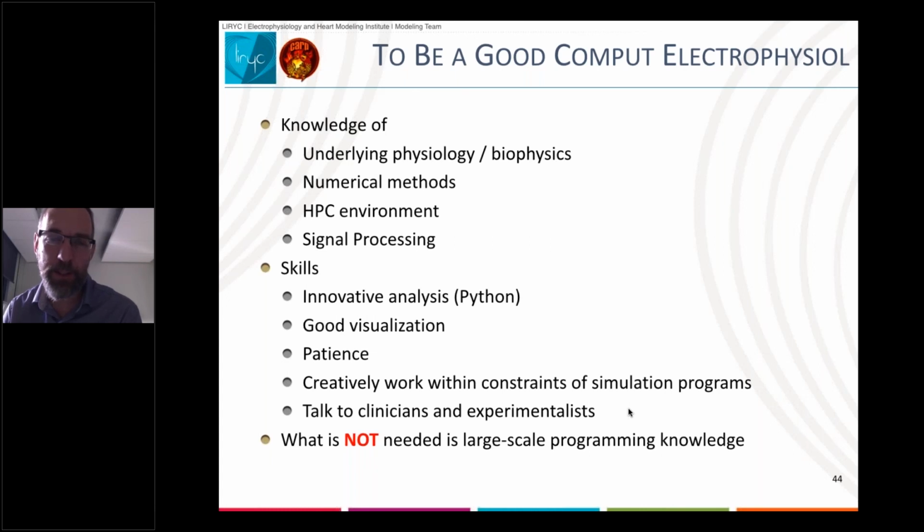And finally, I don't think you need large-scale programming knowledge anymore. The simulators are becoming too sophisticated. Gone are the days when you can expect a grad student to write their own simulator, but they have to know all the other aspects, which is just as challenging.